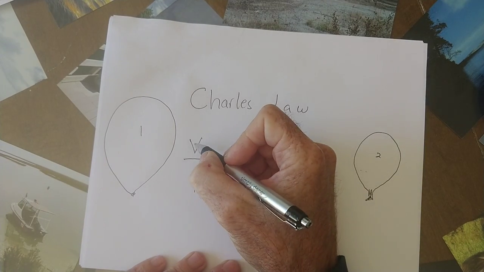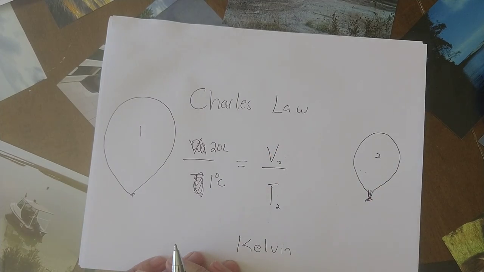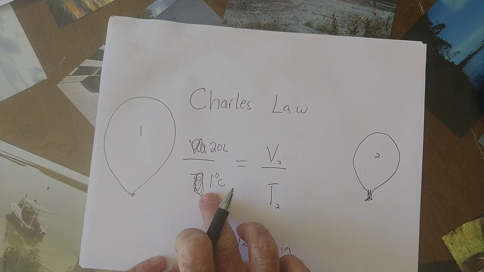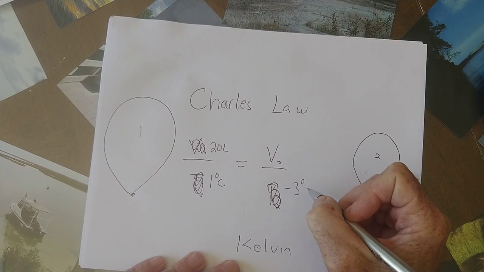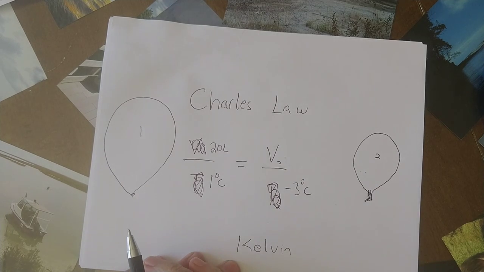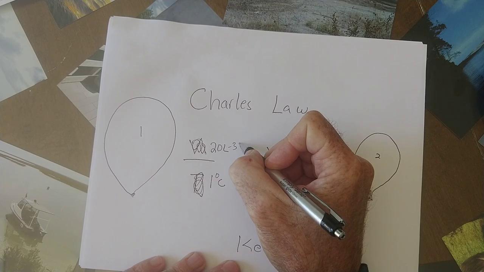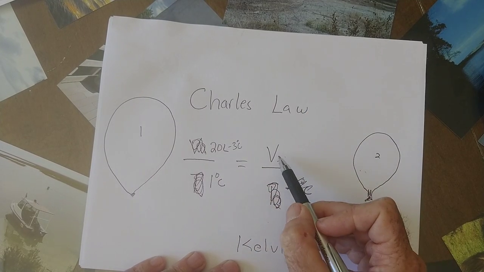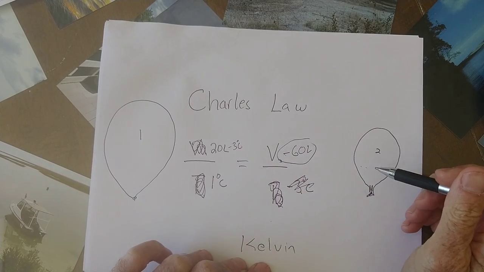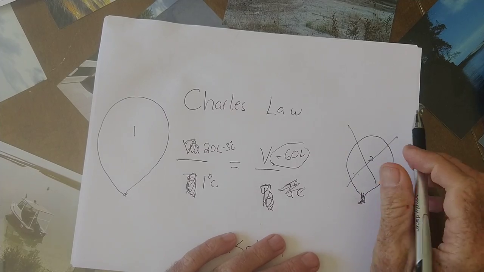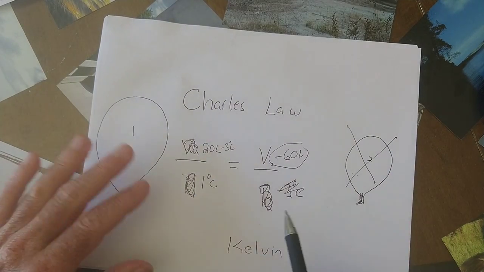Let's say you had a 20-liter balloon, and the temperature was 1 degree Celsius. And then you made the balloon colder. You put it somewhere a little bit colder, so let's say you took it down to -3 degrees Celsius. What is the new volume of the balloon? Well, you would say -3 times 20 over 1. So you're telling me that this balloon now has a volume of -60 liters. The balloon is so small that not only can we not see it, it's smaller than zero, and it's disappeared, gone into another dimension. That's ridiculous, right?